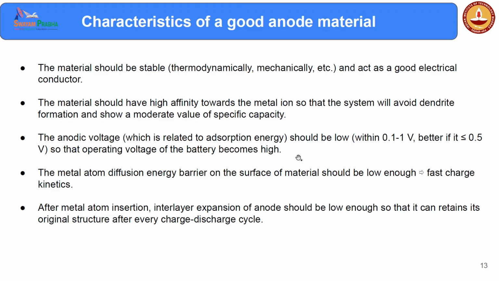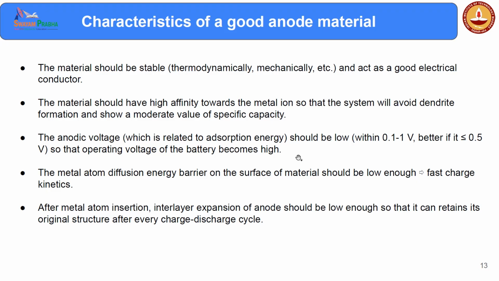This is an electrode material, so first of all it should be a good electrical conductor, and it should be dynamically stable, and also thermally stable, because we wanted to use them for mobile phones, etc., where the safety issue would definitely arise. So you need to keep them as safe as possible. That means thermally this particular material should not be degrading just by heating to some 40-50 degrees centigrade, right? That's the first point. Second thing is the material should have high affinity towards the metal ion.